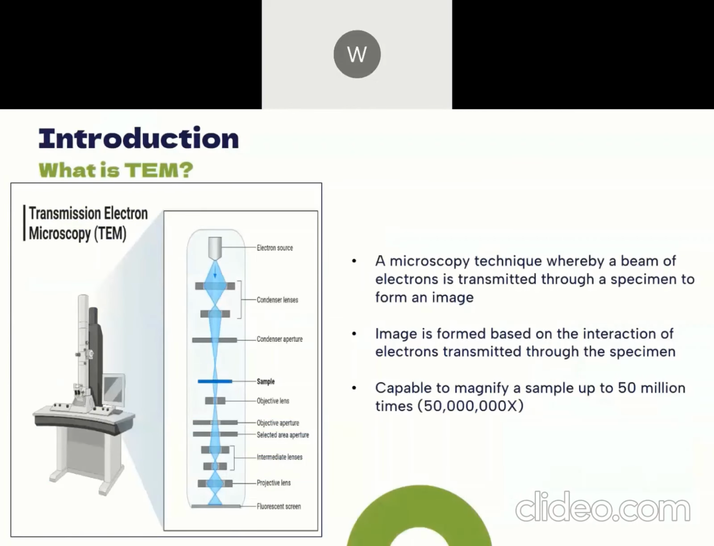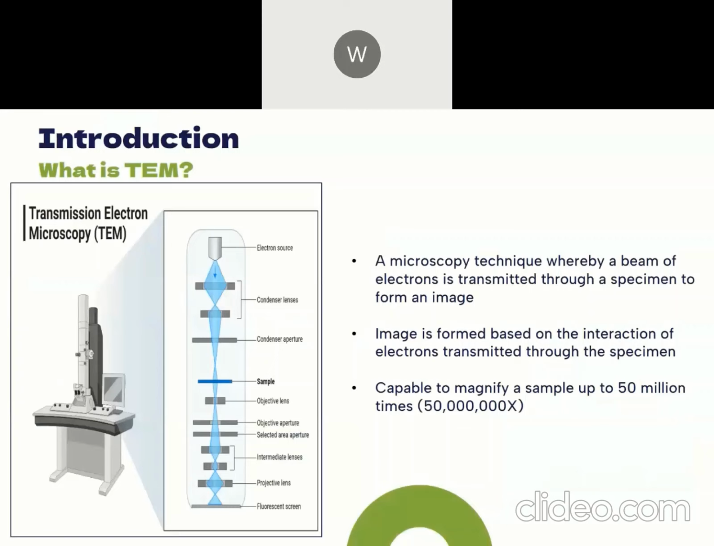A TEM consists of three main parts: the electro-optical system, the vacuum system, and the control system. This is a diagram of the electro-optical system. From top to bottom, we can see the electron gun, several lenses with different functions, the sample holder, and the screen. When we use it, the electron gun produces a beam of electrons that pass through these lenses in the vacuum and hit the sample.